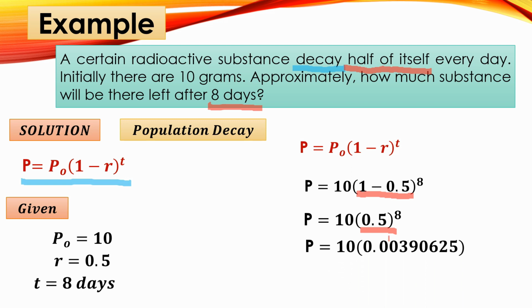Is 0.0039065 by using your calculator. Then times 10. That's why the answer is approximately magiging ano na po ng grams is 0.0390625. That will be the final answer.